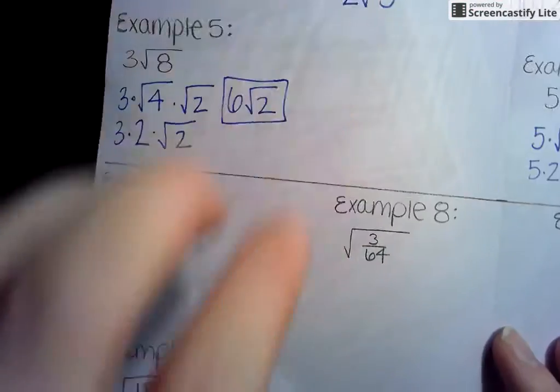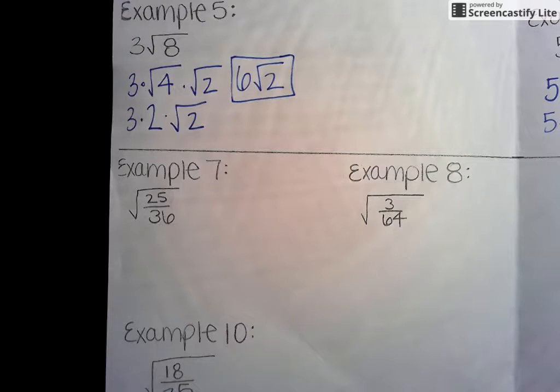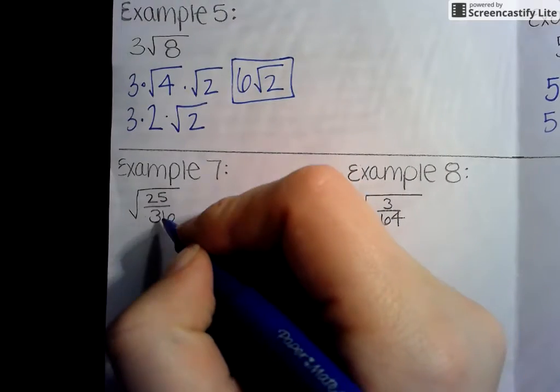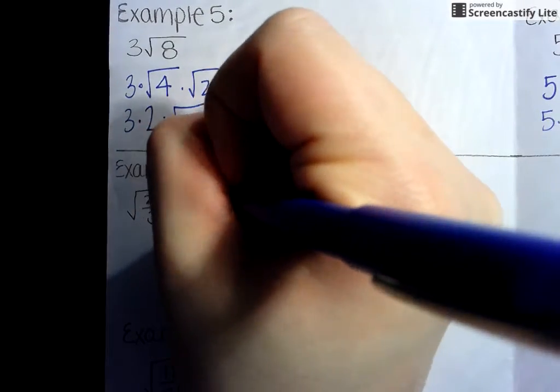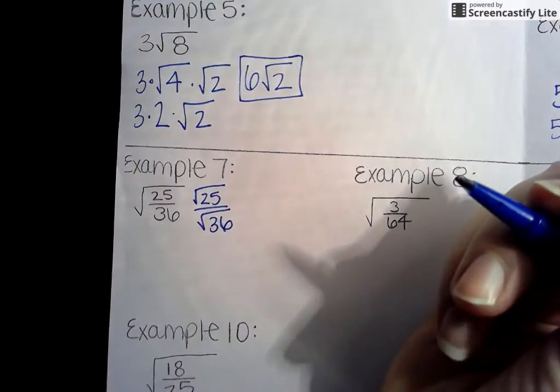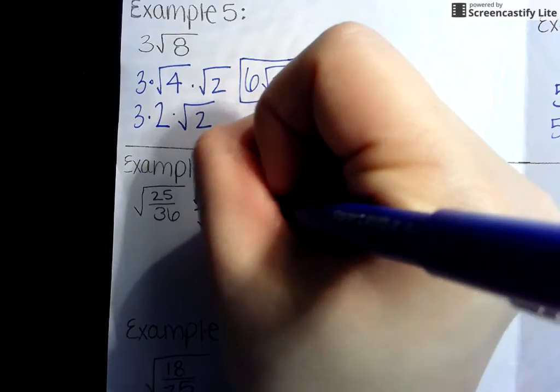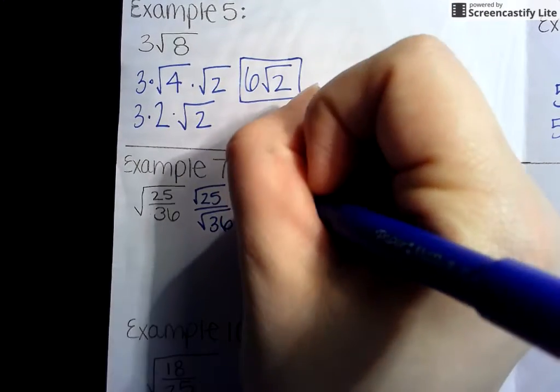When I look at this, I have to ask myself, can I simplify 25 and 36? Like a normal fraction, can I simplify that? In this case, I can't. So what I'm going to do is I notice that it's dividing 25 by 36. So I'm going to take the square root of 25 and the square root of 36. So the square root of 25 is 5. The square root of 36 is 6. So that would be my final answer.